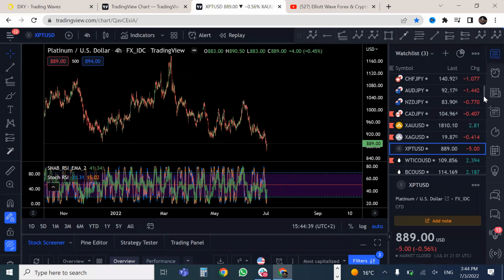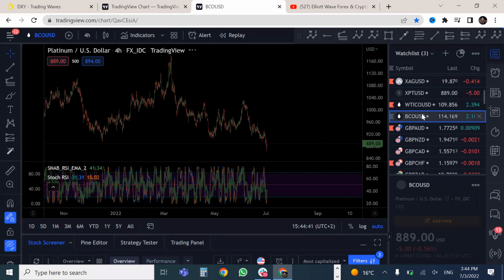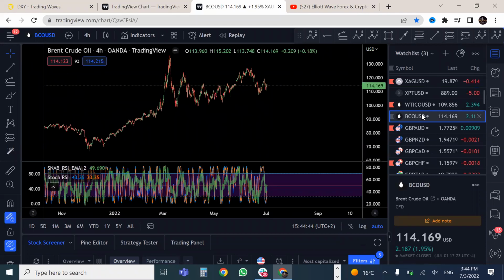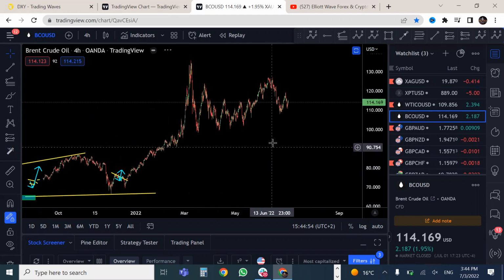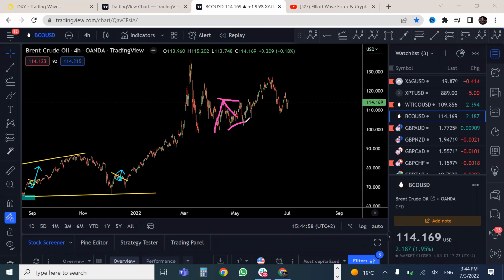Brent crude oil is still playing out exactly as we anticipated. There we go, this is Brent crude oil. Let's have a look. We said that this is the structure that we're anticipating, 1, 2, 3. We're going to move up, and let's use a different color. We're going to move up 1, 2, and we're expecting another move down like this.